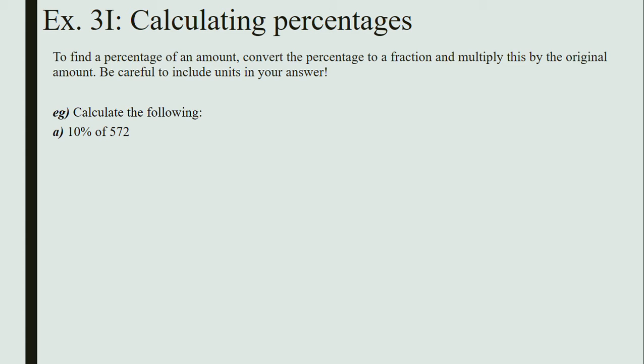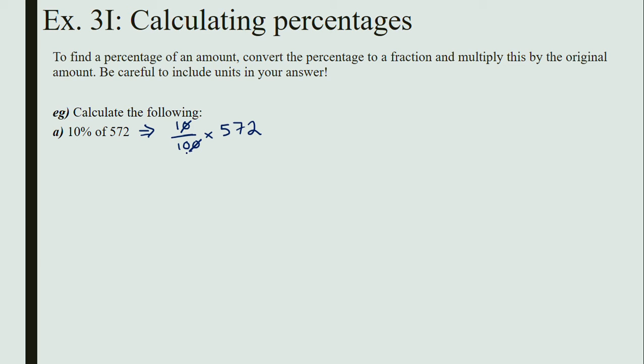The first one, we're going to calculate 10% out of 572. There are no units here, so we don't have to worry about units in our answer. To calculate this, we are going to write 10% as a fraction. So 10% means 10 out of 100. And then we're going to multiply that by 572.